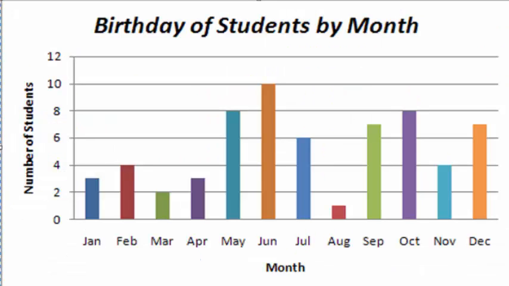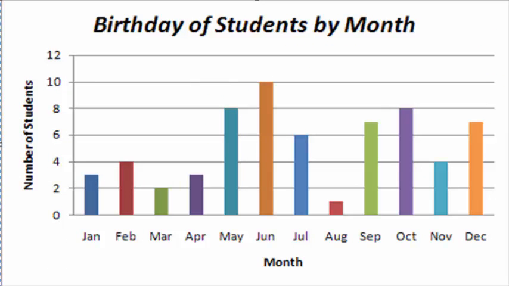What are bar graphs? Bar graphs are also called bar charts. The bar in the bar graph represents the numerical value and the length of the bar represents the relative frequency or frequency. It can be drawn horizontally or vertically.